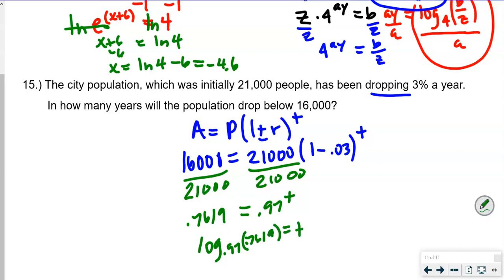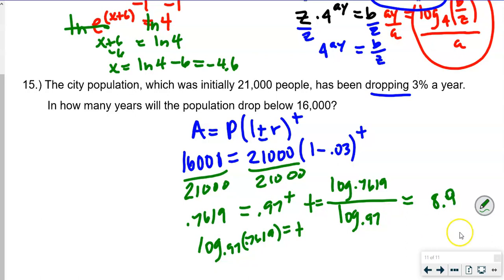So now we're going to use our change of base formula to solve this. So remember, what's in the base stays in the bottom. So log of 0.97 stays down low, and the log of 0.7619 goes on top. So we're just going to do that in our calculator, and that's going to be equal to our t. So that equals 8.9 years.